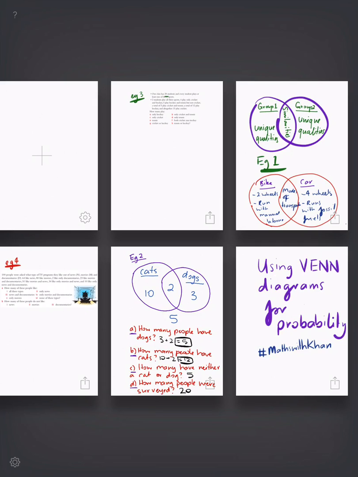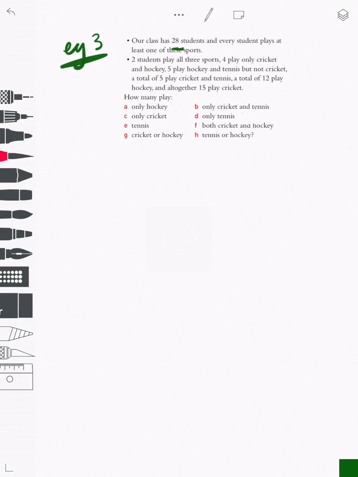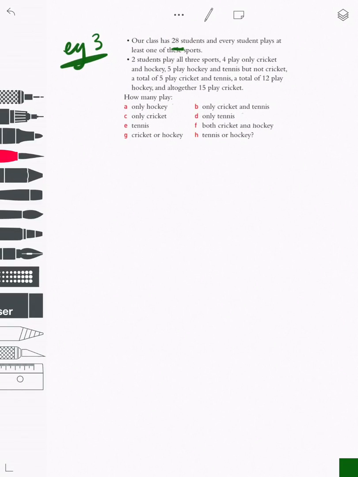Let's go on to a 3-point calculation here, which will require 3 different circles for the Venn diagram. Let's have a read of it first. It says, our class has 28 students and every student plays at least one of these sports. So we know that there is no student who doesn't play any of the sports that we're going to talk about. So there's no one that's going to be outside the Venn diagram. So they say 2 students play all 3 sports, but what sports are we talking about? We're talking about hockey, tennis, and cricket by the looks of it.